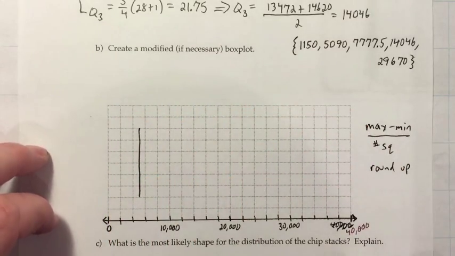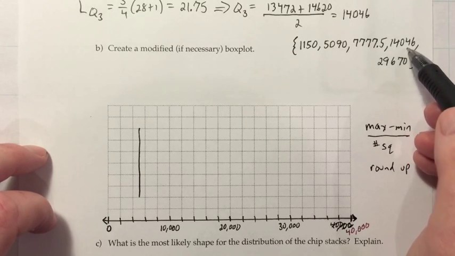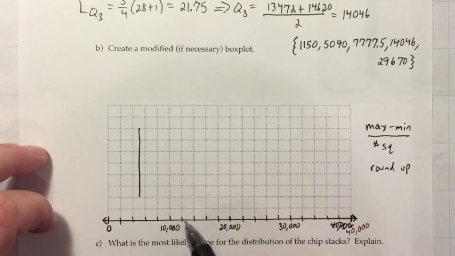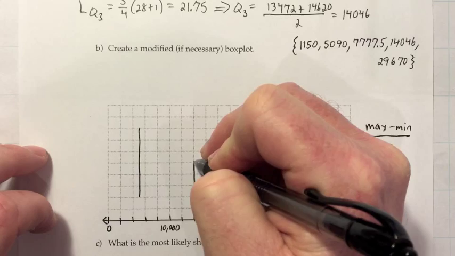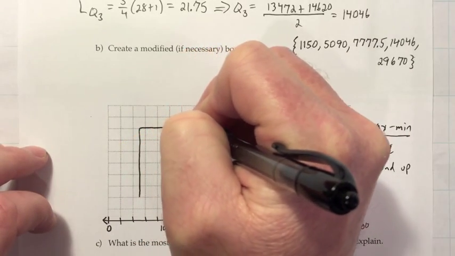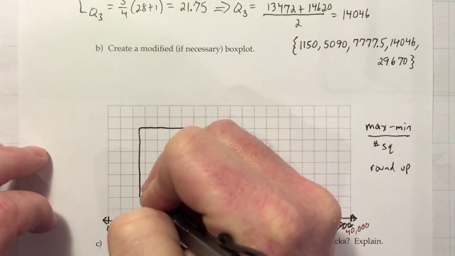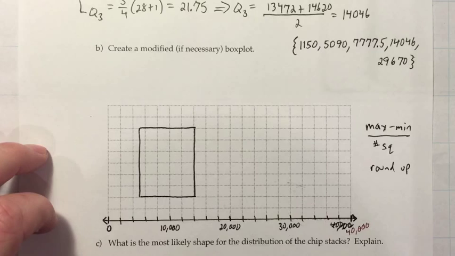That's the left side of my box. The right side of my box is at 14,046. So here's 10,000, 12, 14. So that's essentially right here. It's a little bigger than 14,000, so I'm making some attempt to be just to the right of that line, but it's really a very small amount bigger when we're on a scale of 2000s. So there's the box part of my box plot.